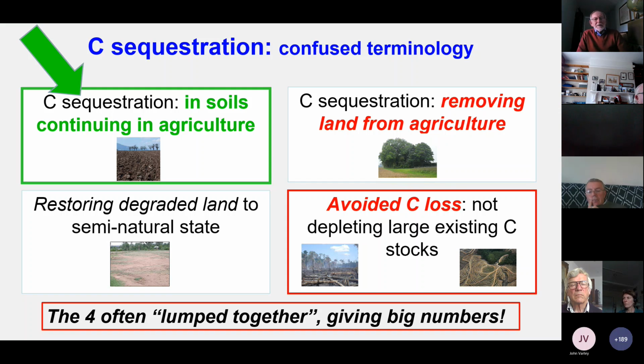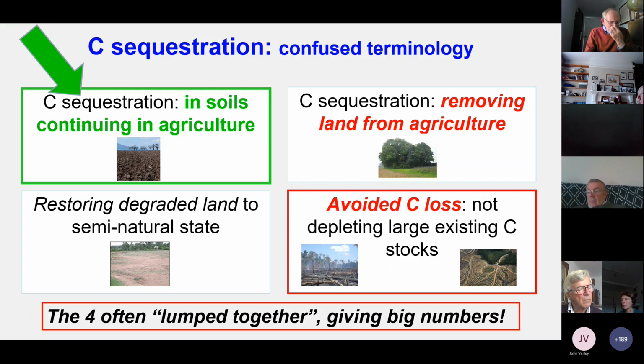The bottom right-hand box is avoiding carbon losses. Now, I think this is really, really important. Stopping deforestation, stopping the drainage of peatlands. A lot of this happening in South America, Southeast Asia, and Africa as well. I think these are really important. But the big numbers there are big opportunities for avoiding additional losses. And globally, although I don't think in this country particularly, there are some opportunities for restoring degraded lands to some sort of semi-natural state. Now, if you add up all of those, you can get big numbers.